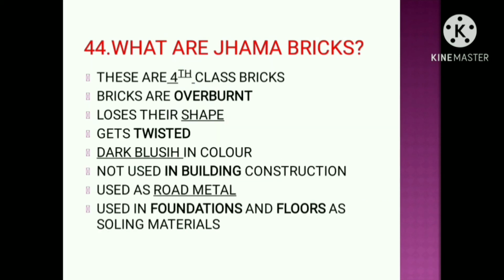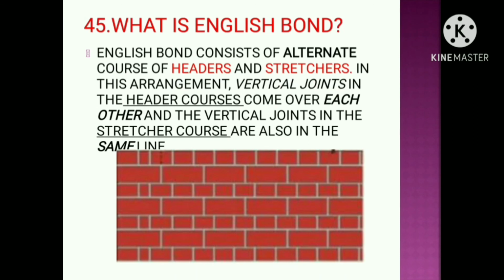Next, what are Jhama bricks? The Jhama bricks are the fourth class bricks, and these bricks are overburnt, which loses their shape, gets twisted, and is dark bluish in color. They are not used in building construction, but are used as road metal, and in foundations and floors as a soling material. What is English bond?